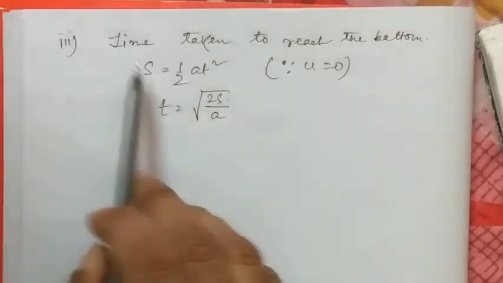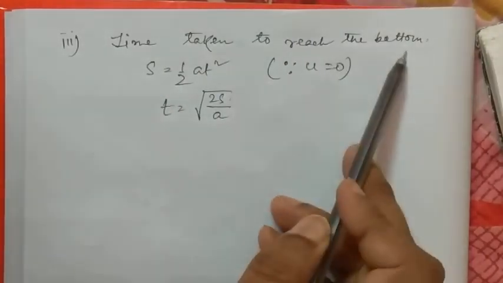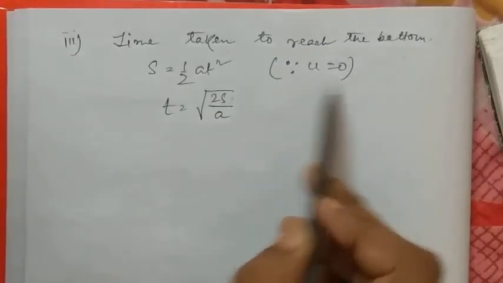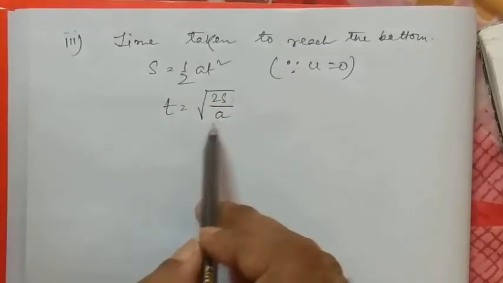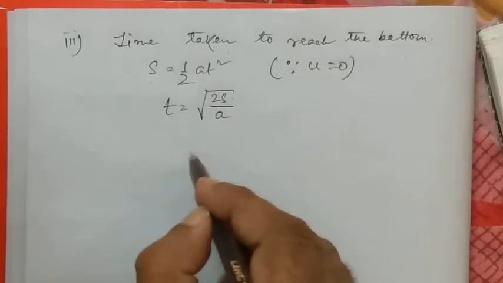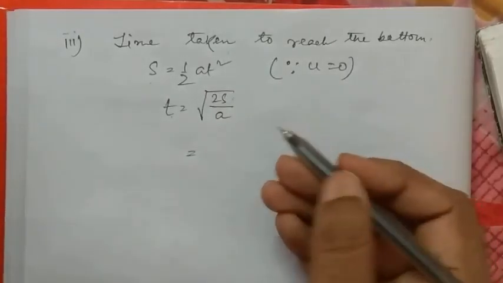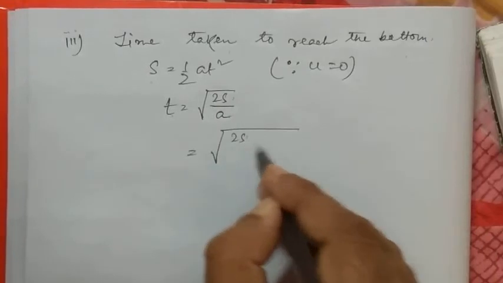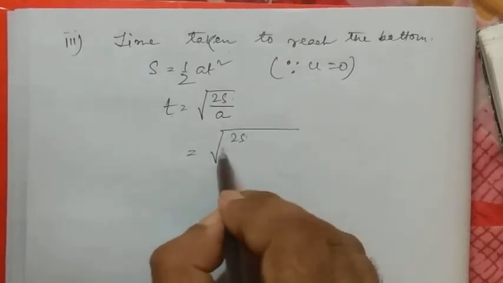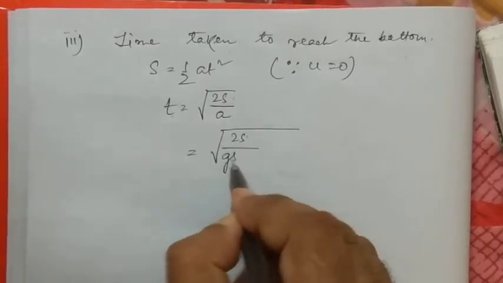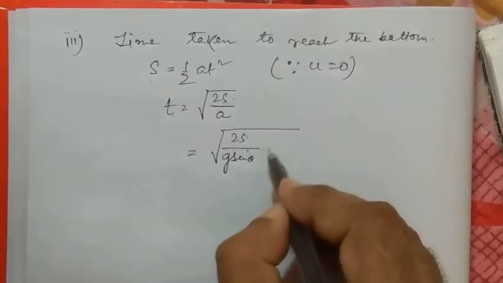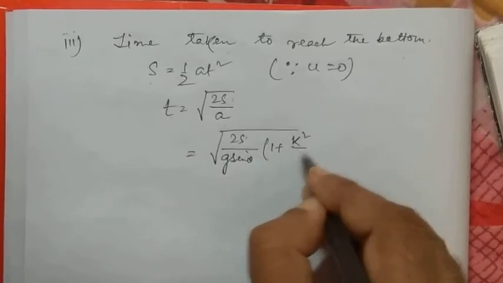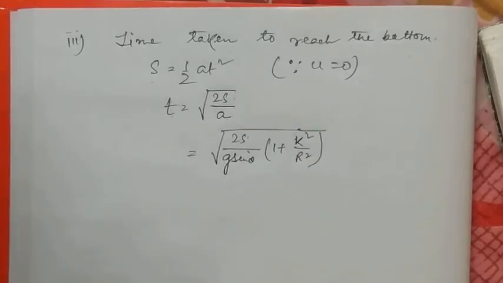The third quantity, time taken to reach the bottom. s is equal to half at square, where u is equal to 0. Now t is equal to, from this equation, the square root of 2s by a. We replace the value of acceleration in the equation like this. 2s, what was a? It was g sine theta by 1 plus k square by r square.